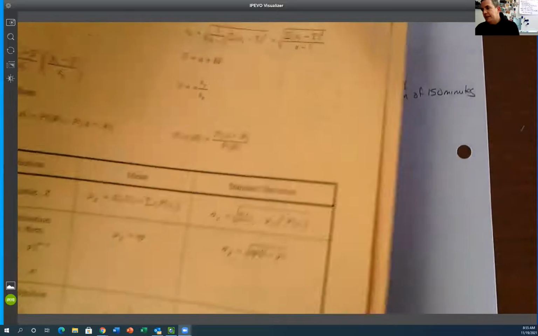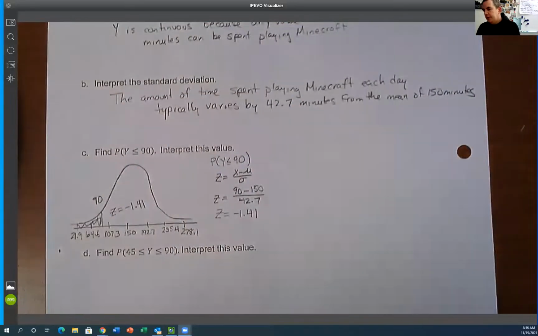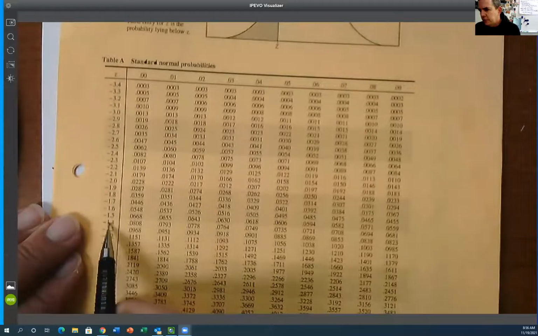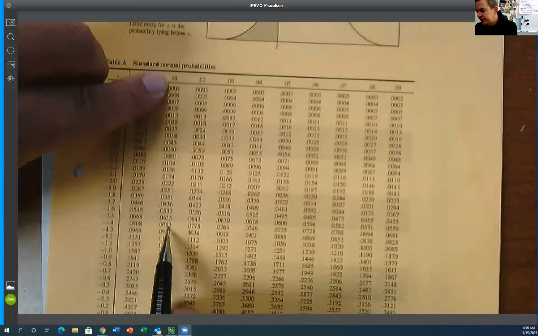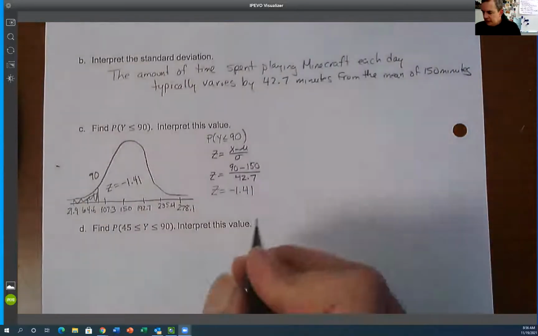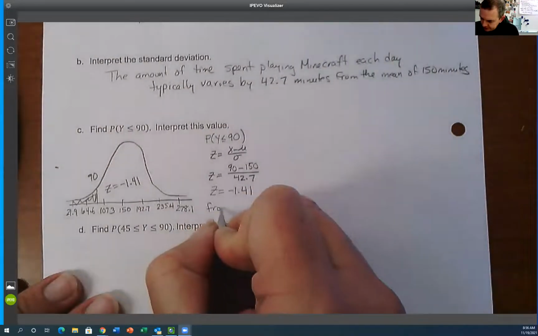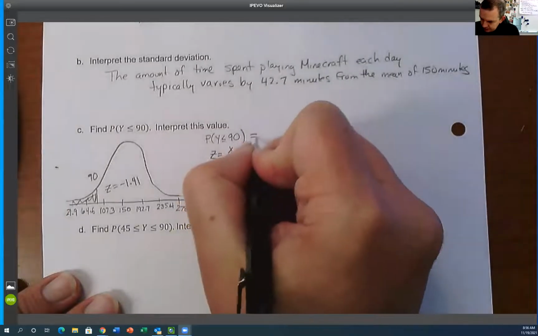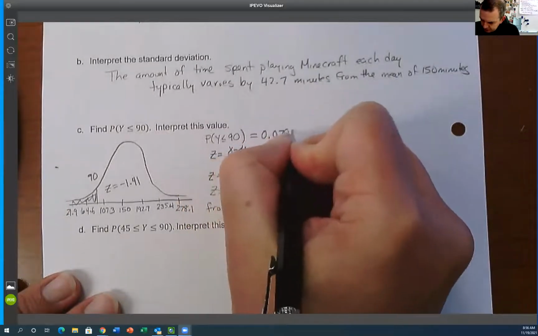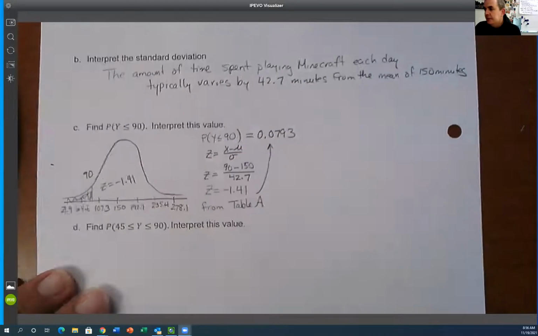You can then break out table A. When you look at table A, you go to negative 1.4, the 1 column, and that tells me the answer is 0.0793. So from table A, this probability is 0.0793. That's where we got that number.